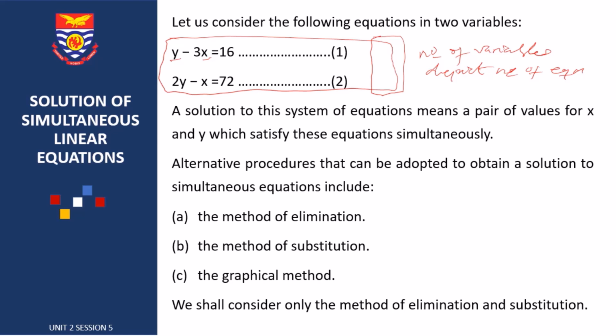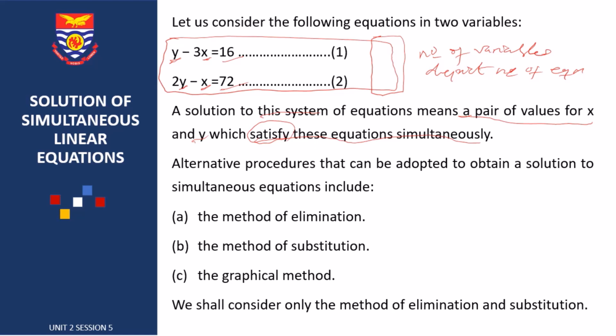A solution to this particular system of equations means a pair of values for x and y which satisfy these equations simultaneously. So we want to get a value of y and a value of x that when we put in, it will indeed be equal to what? 16. And in this one, we get a value of y and value of x, and when we put in, we'll get what? 7. That is what we mean by satisfying the equations simultaneously.